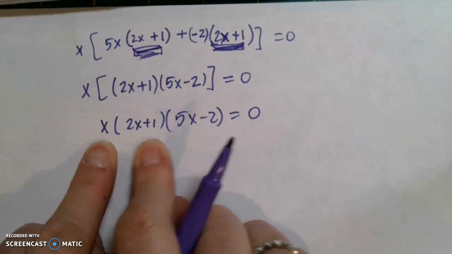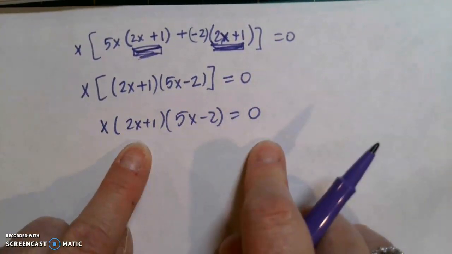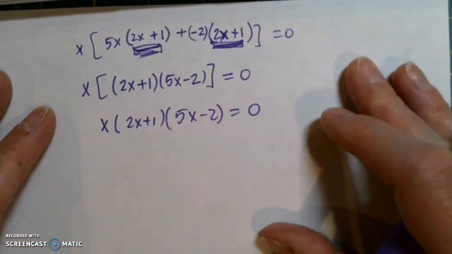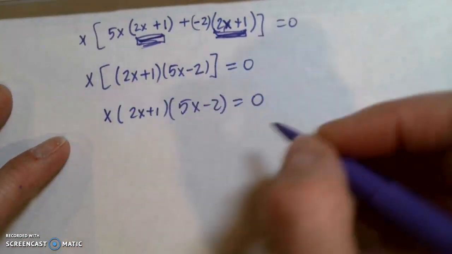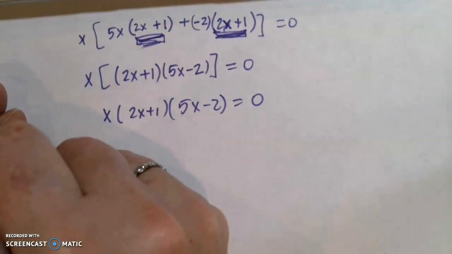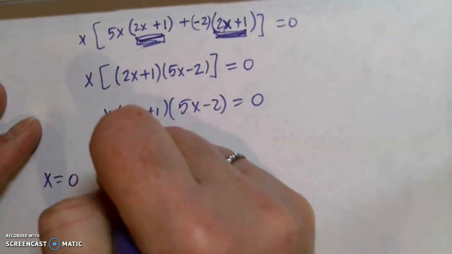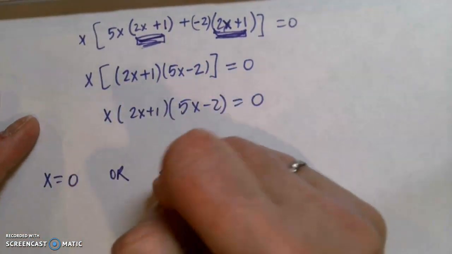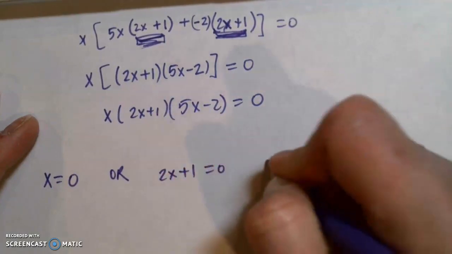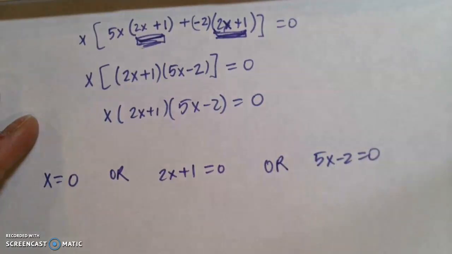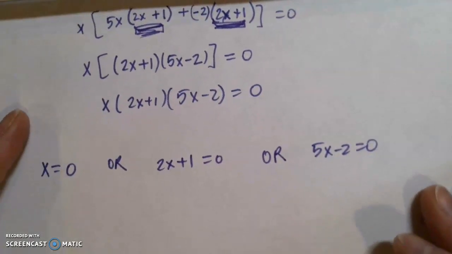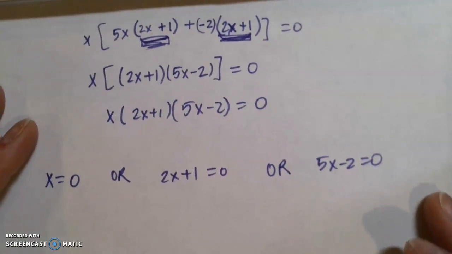I have just a bunch of things multiplied together, set equal to 0. And that's where I need to be to use the zero product rule. So in this case, because we have 3 factors, we're going to have 3 little equations to solve. So either x equals 0, 2x plus 1 equals 0, or 5x minus 2 equals 0. And then we solve each of those.